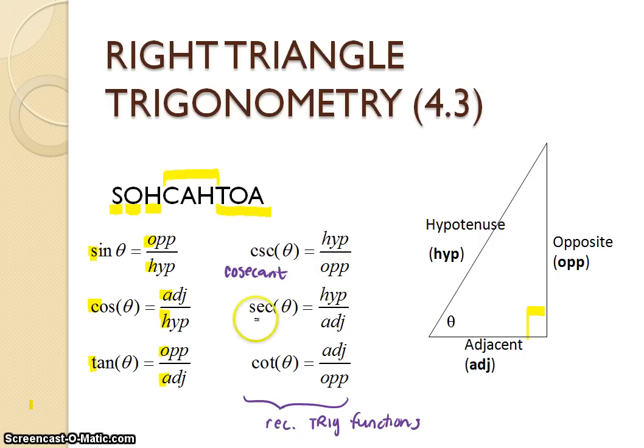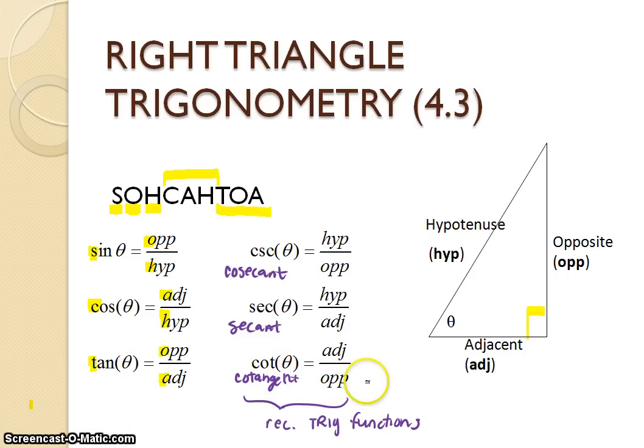Okay, then we have secant, which is the reciprocal of cosine, and secant of an angle theta is hypotenuse over adjacent, because cosine was adjacent over hypotenuse. And the last one was cotangent. We don't say cot, it's cotangent. And cotangent is adjacent over opposite. It's the reciprocal of tangent.